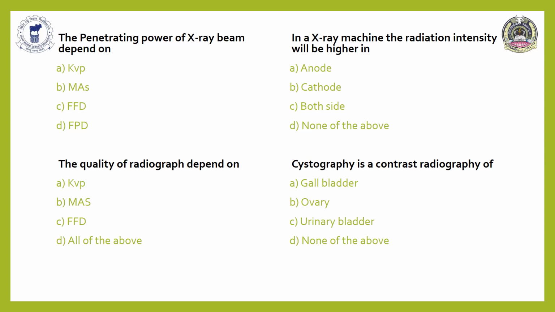Cathode. So is it somewhere related to Heel effect? 40% more intensity comes on the cathode side as compared to the anode. That is called Heel effect, right?